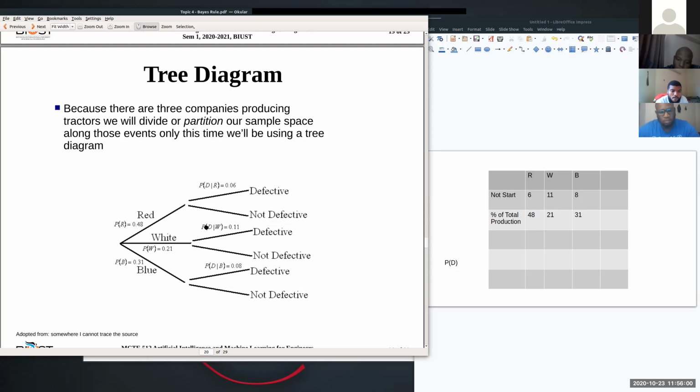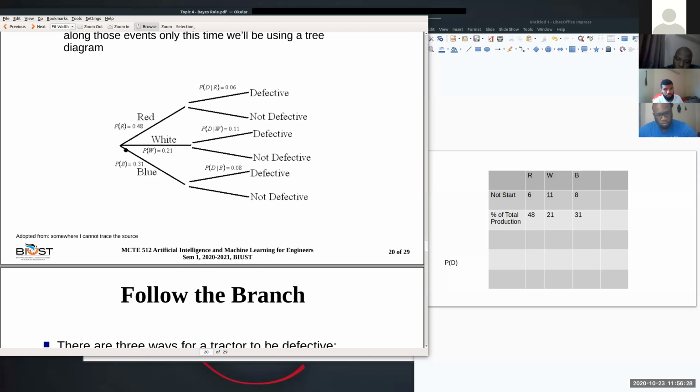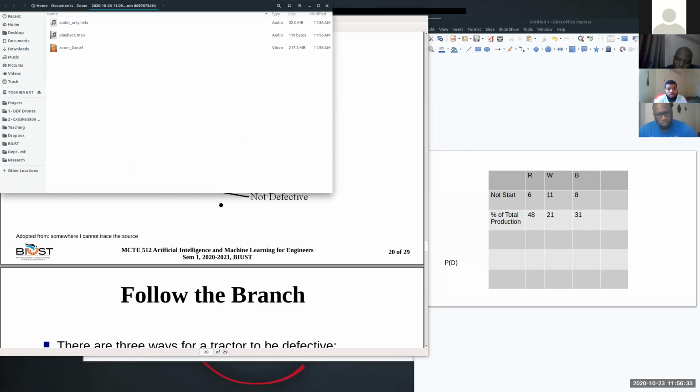Now here, the probability of defective in the white line is 0.11, and of course the complement, the probability of not defective given the white line, is 0.89. And so on. So that is the tree. Now we want to know the probability of it being defective. The total probability. We have this defectiveness, this defectiveness, and this defectiveness. How do we add them together?